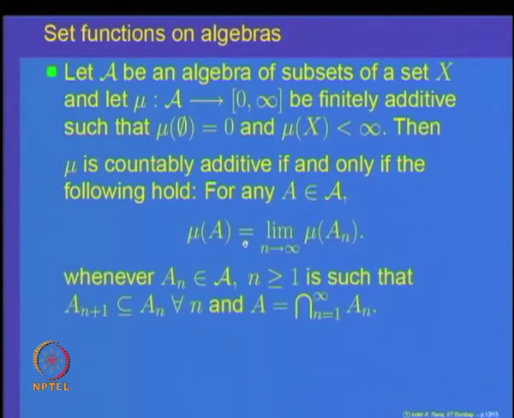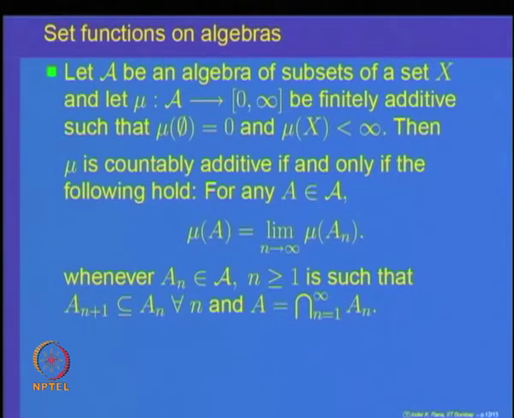namely, for any set A in the algebra, mu of A is equal to the limit as n goes to infinity of mu of A n, whenever the A n's are decreasing, so A n plus 1 is a subset of A n, and A is the intersection. So, countable additivity is equivalent to saying for every set A in the algebra, if A is the intersection of a decreasing sequence of sets A n's, then mu of A must be equal to the limit of mu of A n's. And the proof of this uses the earlier theorem.